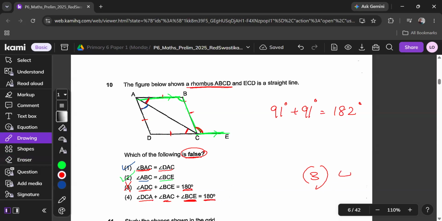Some of you choose number four. Why is it still wrong? Because the angle here is the same as the angle here. This is isosceles triangle. So when you have the same angle, what happened? Then all the angles add together, isn't that 180? So your part number four is correct. Okay, that's how you prove it, whether it's true or false.